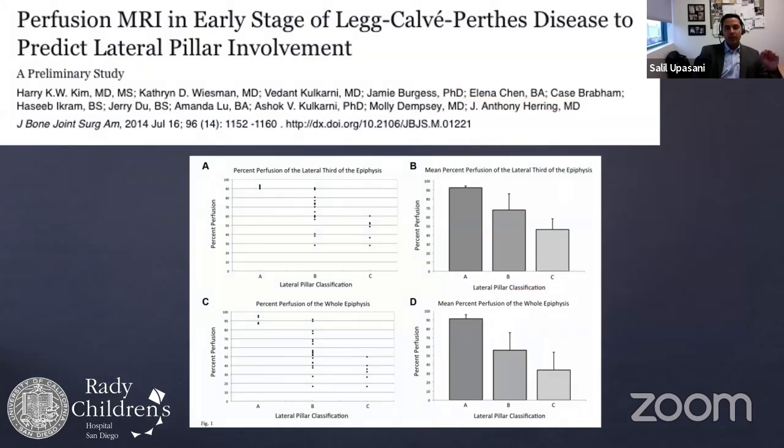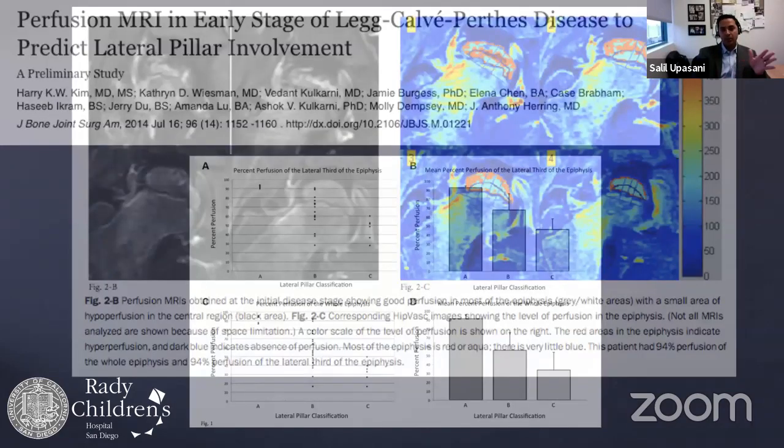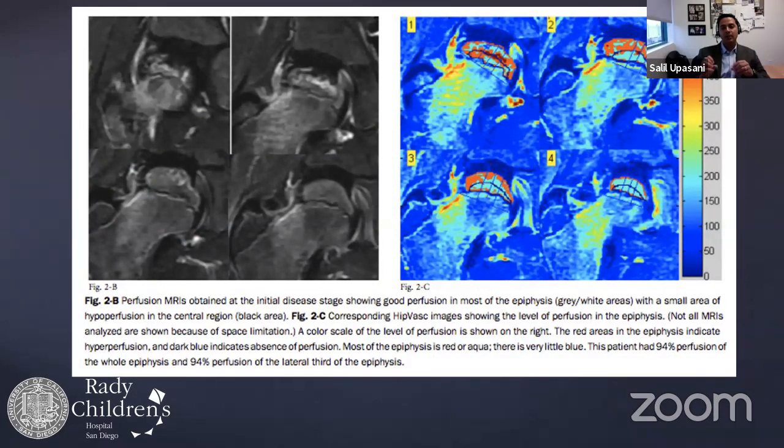So I wanted to touch on this work by Harry Kim looking at perfusion MRIs. I think this has really kind of changed the way I approach these patients. And I know some of these tests might not be readily available in India, but I think they provide a lot of information. And just some of the figures from his paper looking at different areas of the epiphysis that are perfused. So this patient had 94% of his whole epiphysis perfused, as well as 94% of his lateral pillar.